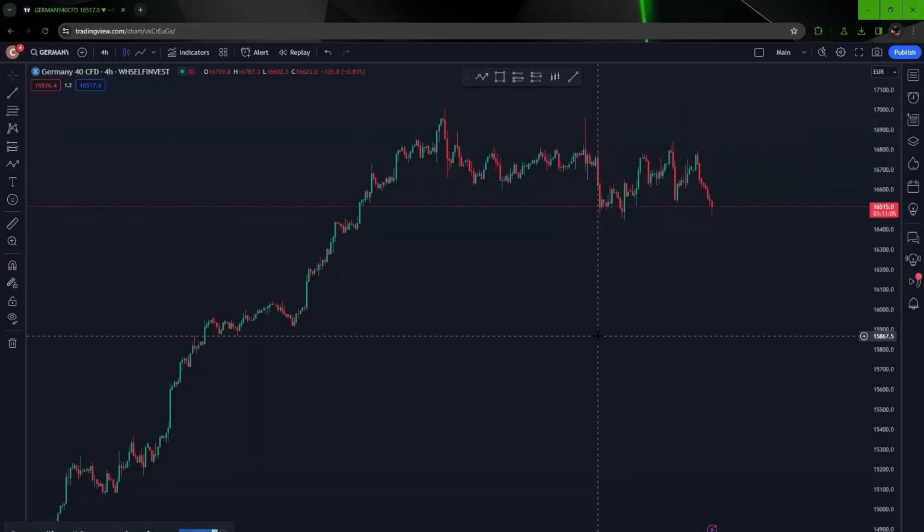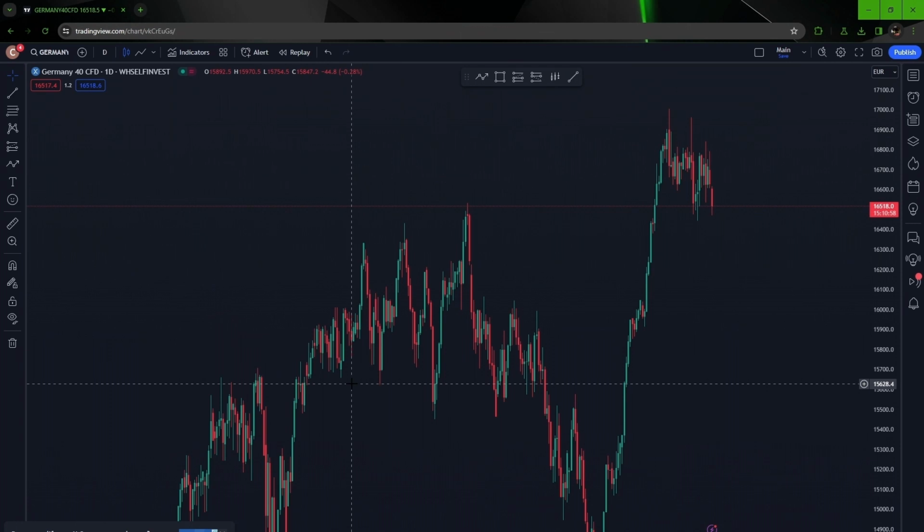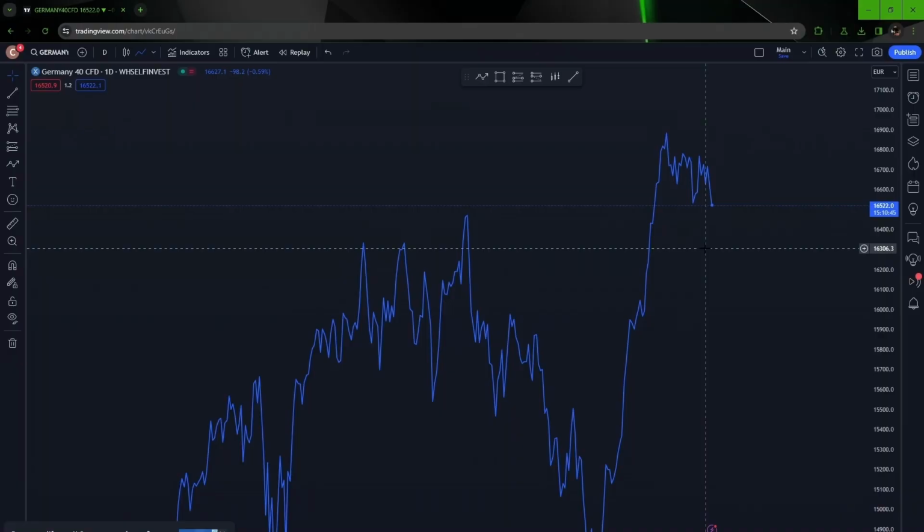All you've got to do is take the 4 hour and put it on the day chart. This is the DAX, by the way, Germany 40. So now you've got it on the day chart, right? On the day chart, put it on a line chart and have a look at what you got here. It's easier to see the points on the line chart.